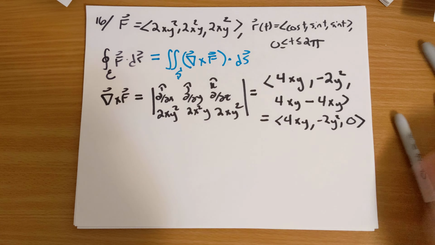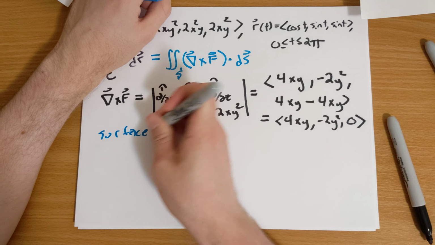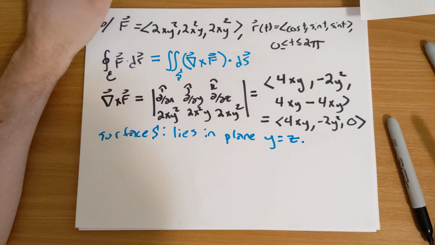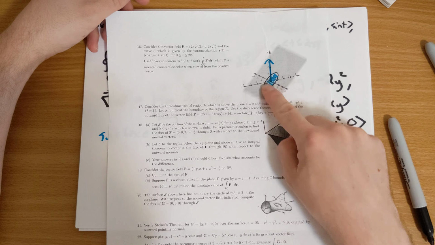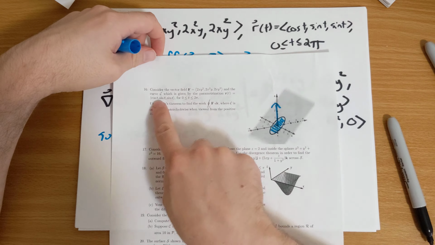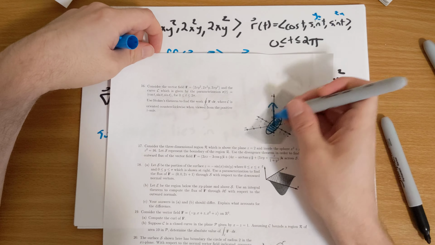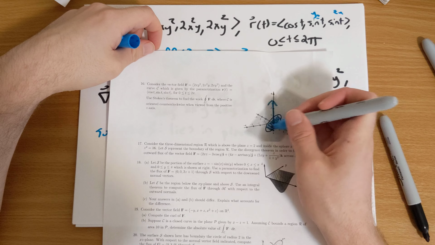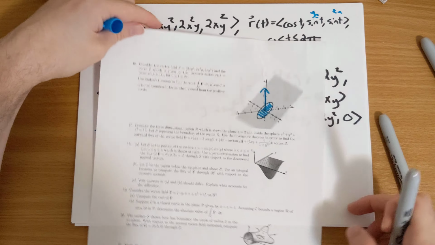Next, we need to parametrize this surface. The thing to realize about the surface S is that it lies in the plane y equals z. How can we tell that? First, the picture is hinting that this lies in a plane, and we can further see that in our parametrization, the y component is sine t and the z component is sine t. So along this curve, y is always equal to z. And we want the flat disk inside of that ellipse, so everywhere on that surface, y is still going to equal z.